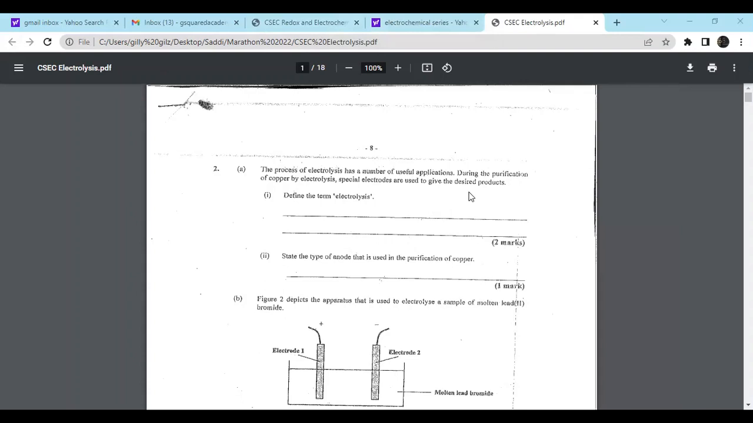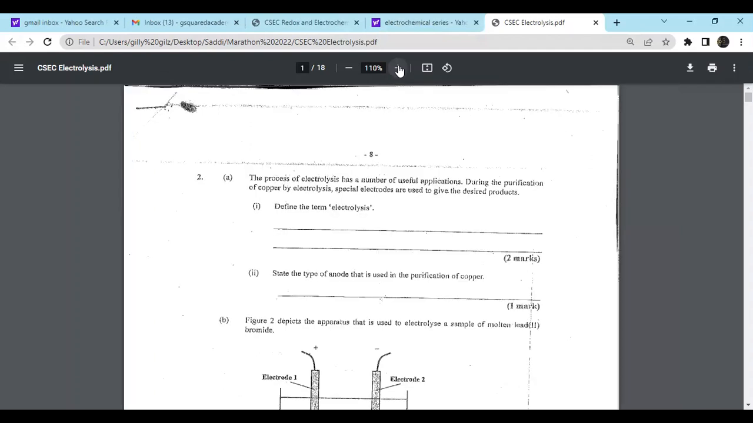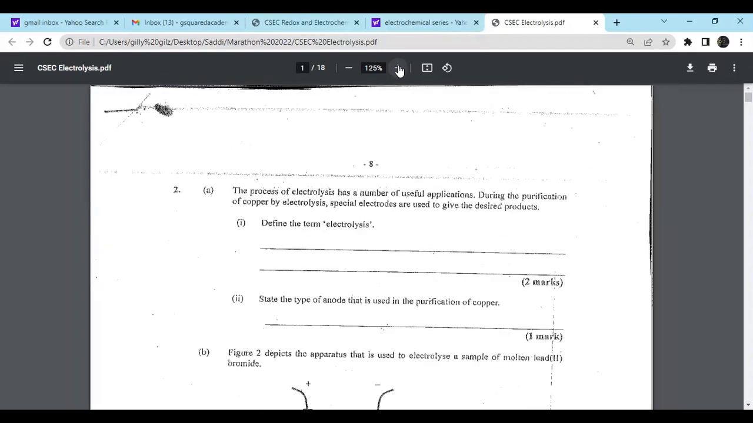All right, so you should be seeing on the screen now something which talks about electrolysis, right? Yes, sir. All right, we're just going to go through one more of this, then we're going to move on to acids, bases, and salts next, okay?